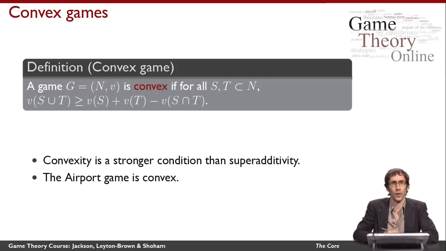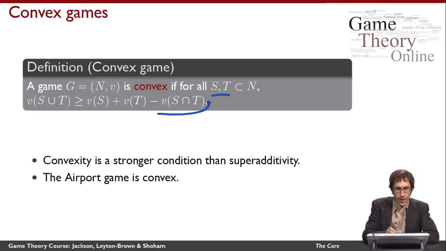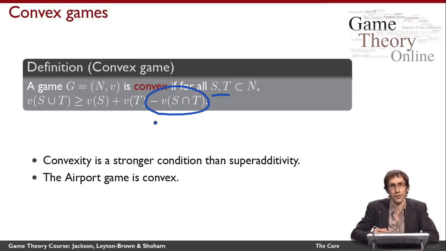So notice that we already talked about superadditivity. This is a stronger assumption because superadditivity assumed that S and T had an empty intersection, whereas here we're allowing them to have an intersection and we're just subtracting the value of its intersection. So this speaks about also cases in which S and T do have one or more agents in common. Nevertheless, convex games are relatively common, and the airport game is an example of a convex game.